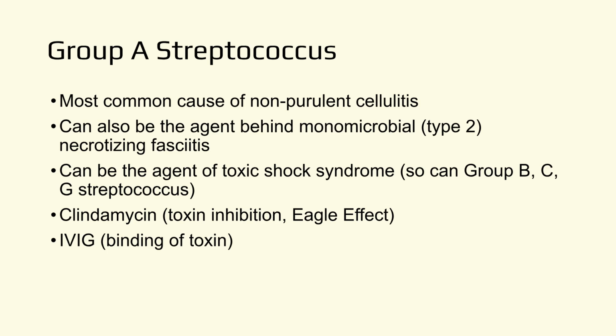Group A strep is the most common cause of non-purulent cellulitis. It can also be the agent behind monomicrobial or type 2 necrotizing fasciitis, and this is sometimes associated with toxic shock syndrome. But you should remember that group B, C, and G streptococci can also have the toxin and cause toxic shock syndrome. I should also mention at this point that although group A strep is the agent behind this, it does not always cause necrotizing fasciitis. And it can simply be causing your run-of-the-mill non-purulent cellulitis as well.